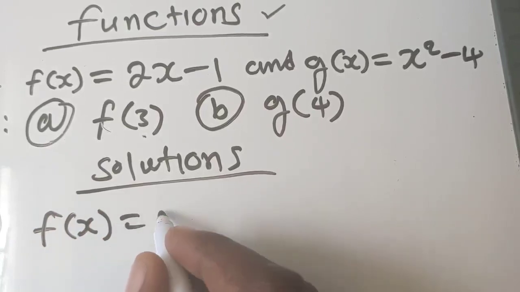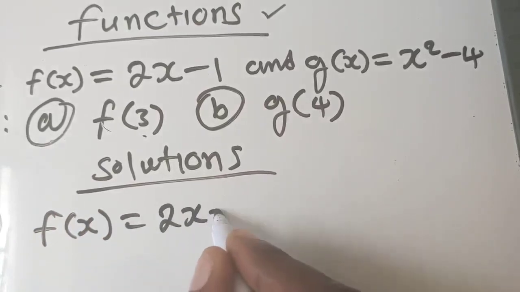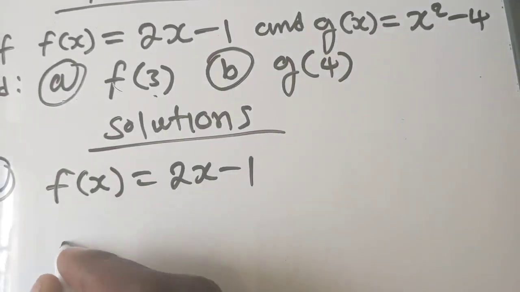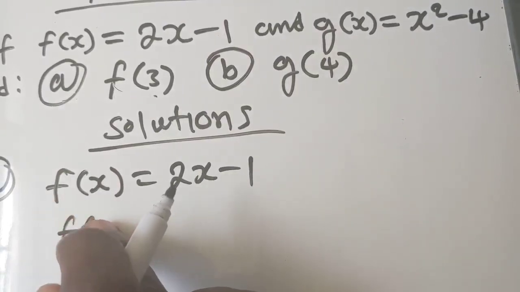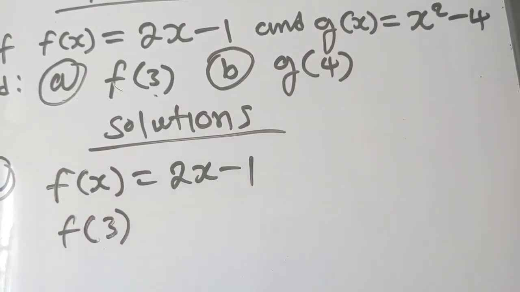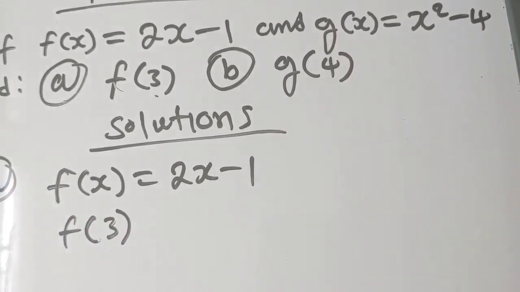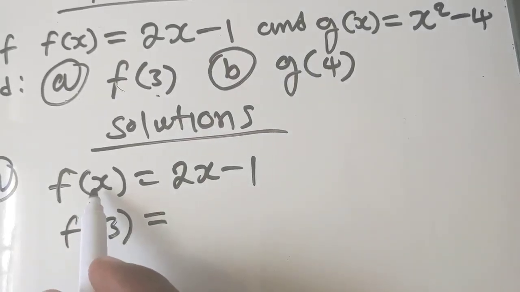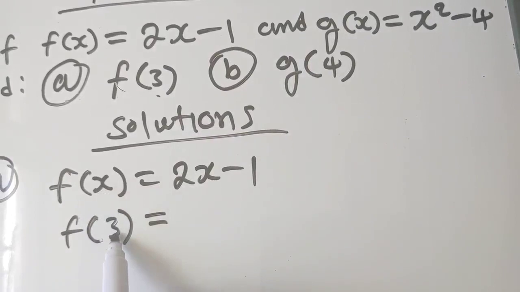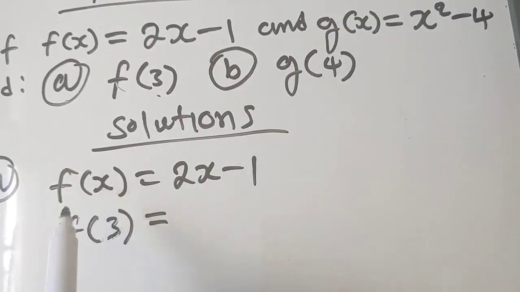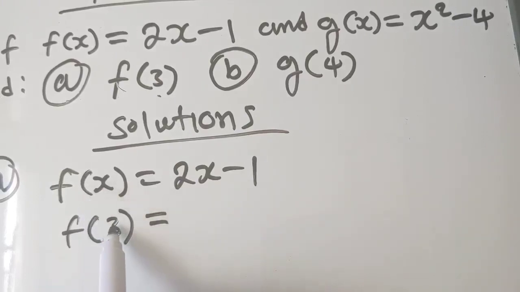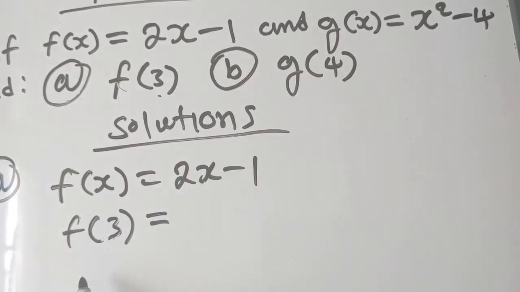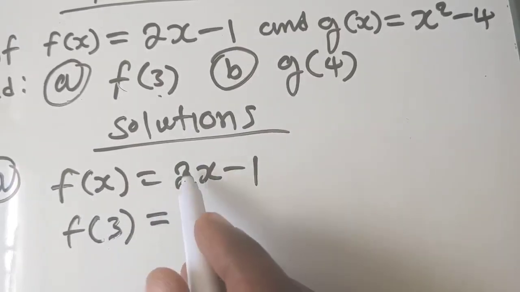f of x is equal to 2x minus 1. They are asking us to find f of 3. So f of 3 is equal to what? Here there is x, but here they are saying we should put 3 where there is x. Meaning that also this side we must put 3 where there is x. That is the thing to do.